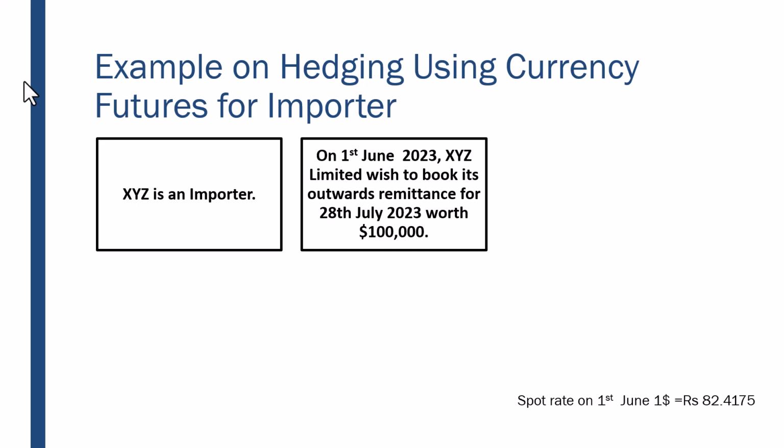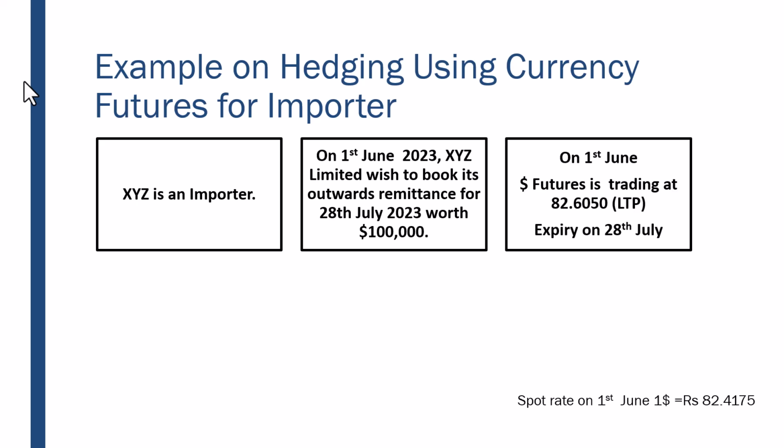He is going to make a remittance to someone. How much? 1 lakh dollars. When? On 28th of July 2023, and today it is 1st of June 2023. Today is 1st of June, and you have to make some payment to someone. How much? 1 lakh dollars. When? On 28th of July. Is that okay? Simple. Now, instead of going to the bank, you go to the stock exchange.